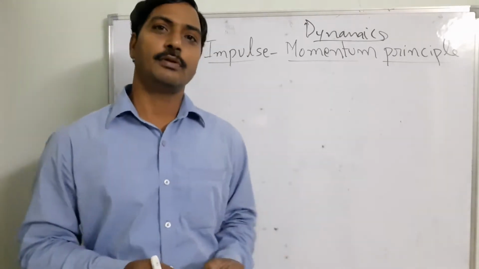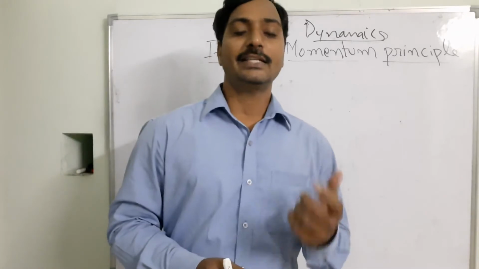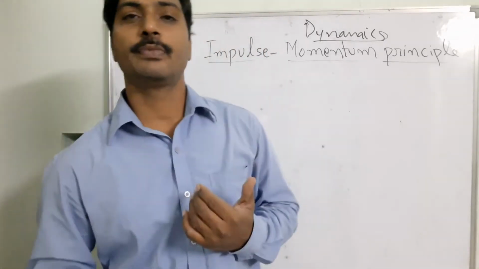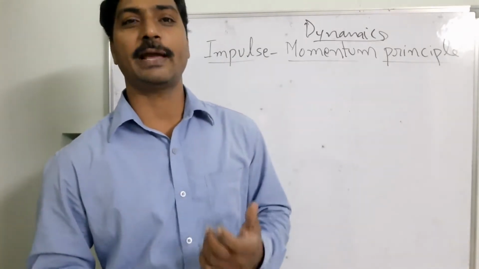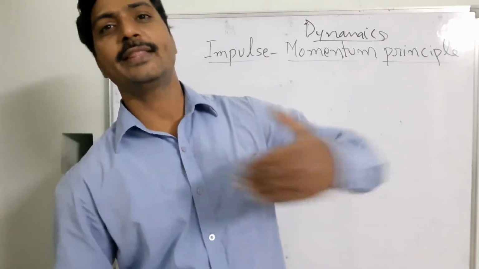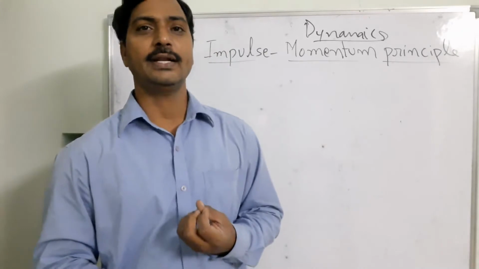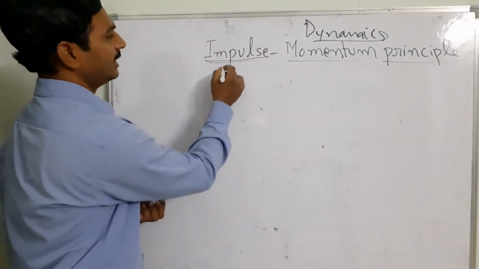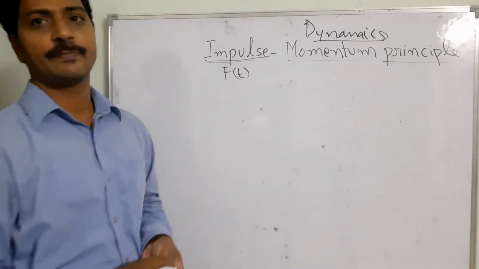The best example, I hope you know this one: suppose a cricket batsman is hitting a ball. Within a short time, within an instant, he gives a large force to that ball. That's why the ball moves towards the boundary, away from the batsman. This is called impulse. Thus force into time is the impulse.